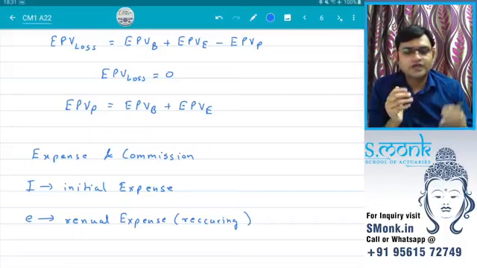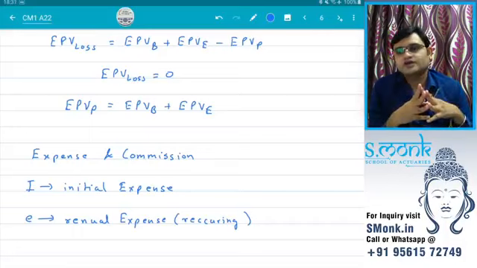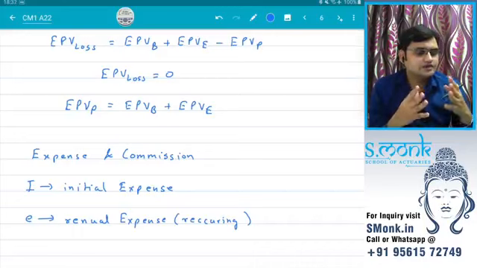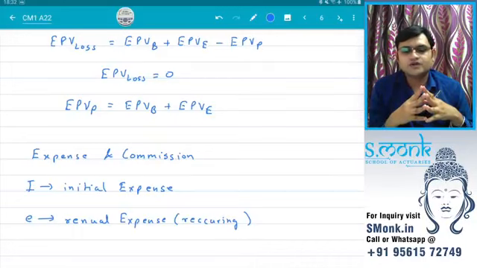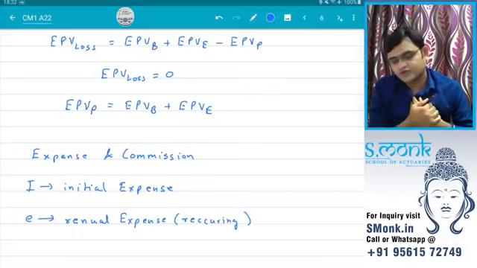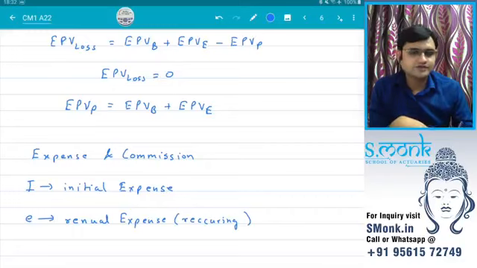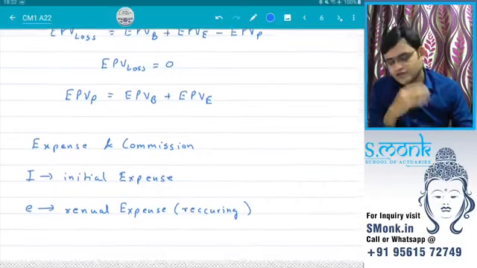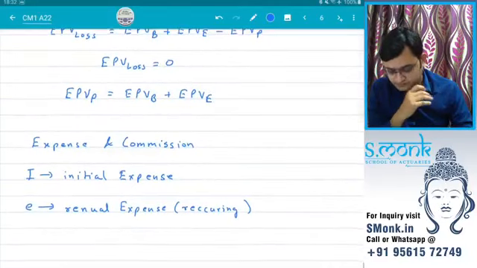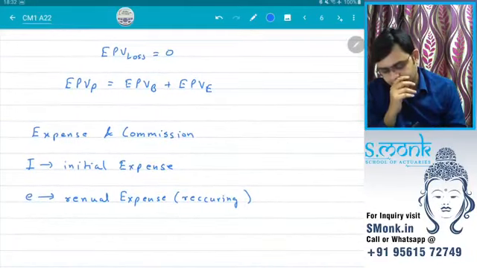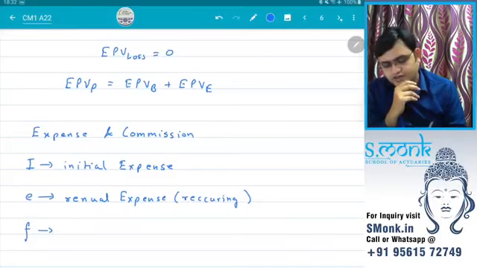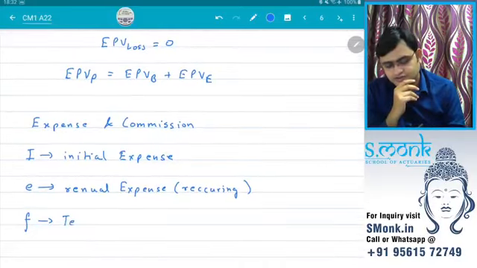All right, the salaries that they are regularly paying to their sales people, then the customer care people, management people, a lot of money they will have to make sure that it comes from somewhere, right? So that is their expense. It can be called renewal expense or recurring expense. We'll write that as E. Then F, we will write that as terminal expense.